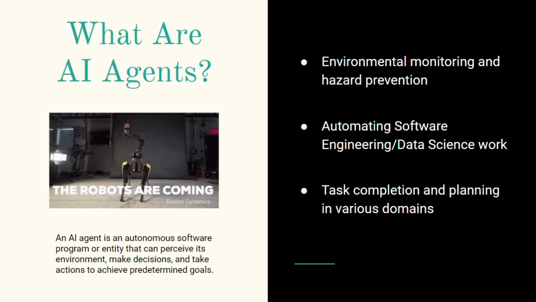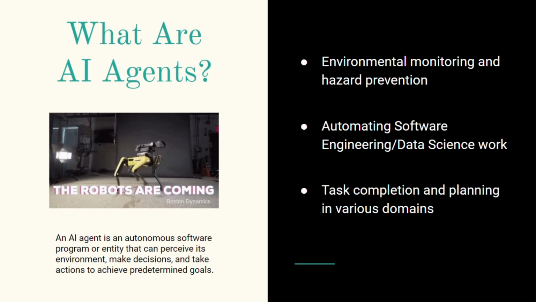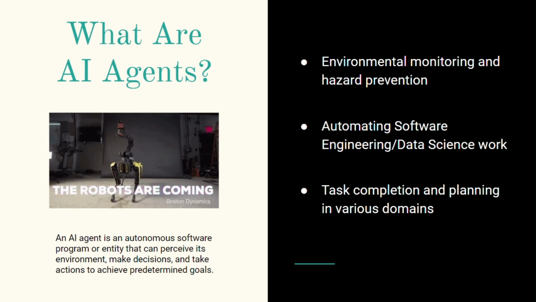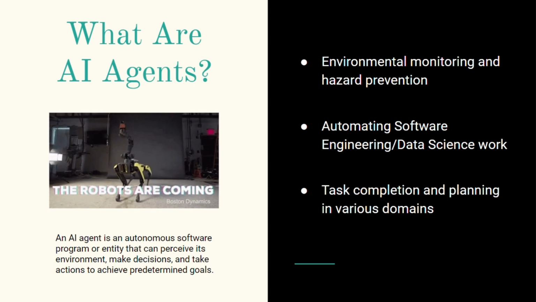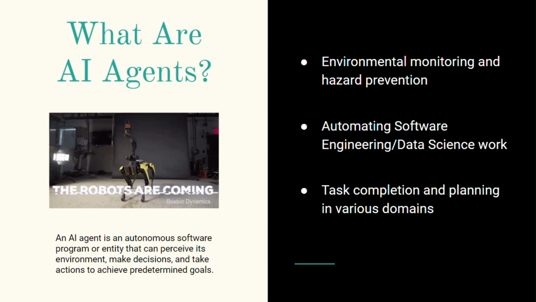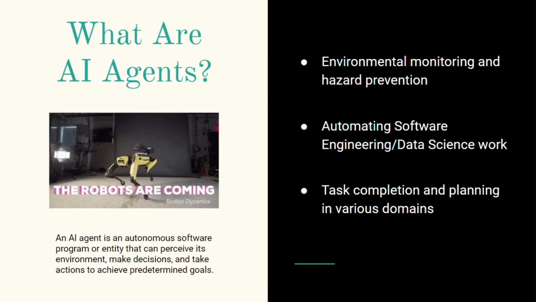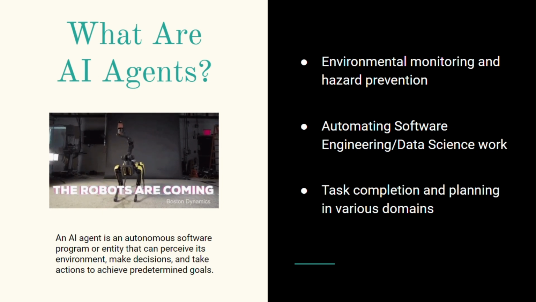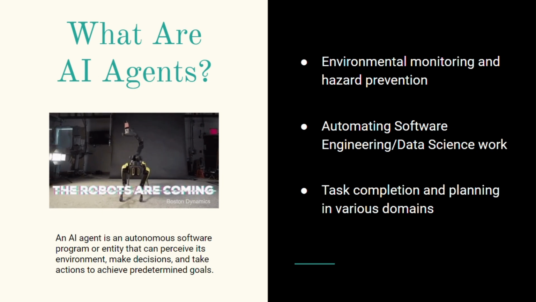Now, some other ways AI agents can be useful is in environmental monitoring and hazard prevention, automating software engineering and data science work, task completion, and planning in various domains. Now, some people might get kind of wary of the second point of automating software engineering and data science work, and they might see that and be like, "Oh, that obviously means we're going to lose our jobs." I disagree.